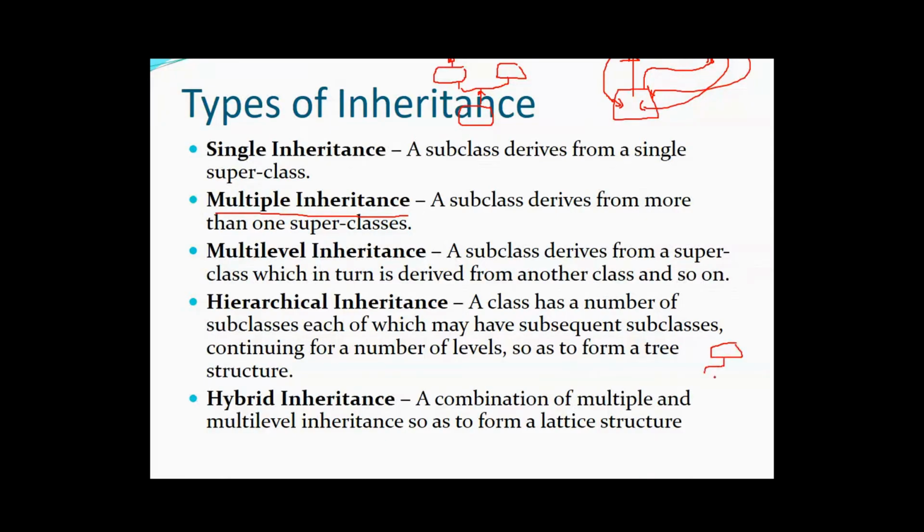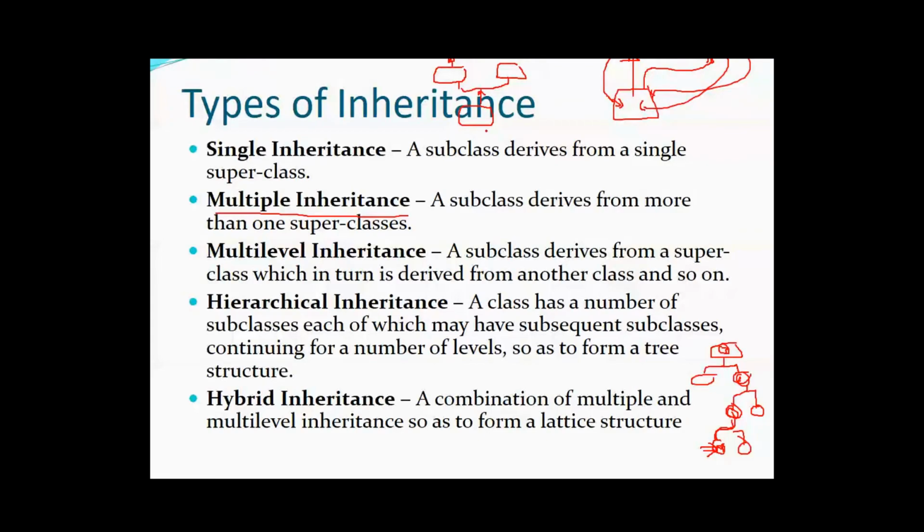Hierarchical is like a tree. Everyone inherits from the one on the top. So this class here, A, inherits everything from class 1, from class 2, and from class 3. Everything on the line will be inherited in this class. So this is hierarchical.